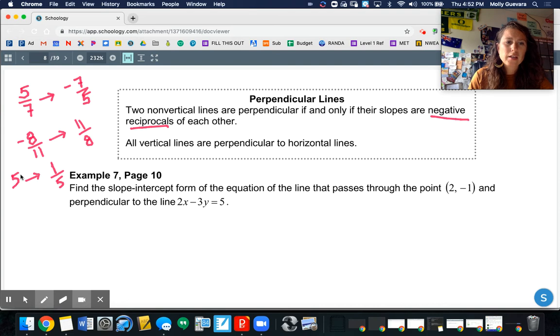And then because this is positive, this would have to be negative. So those are just examples of what opposite reciprocal slopes would look like here.